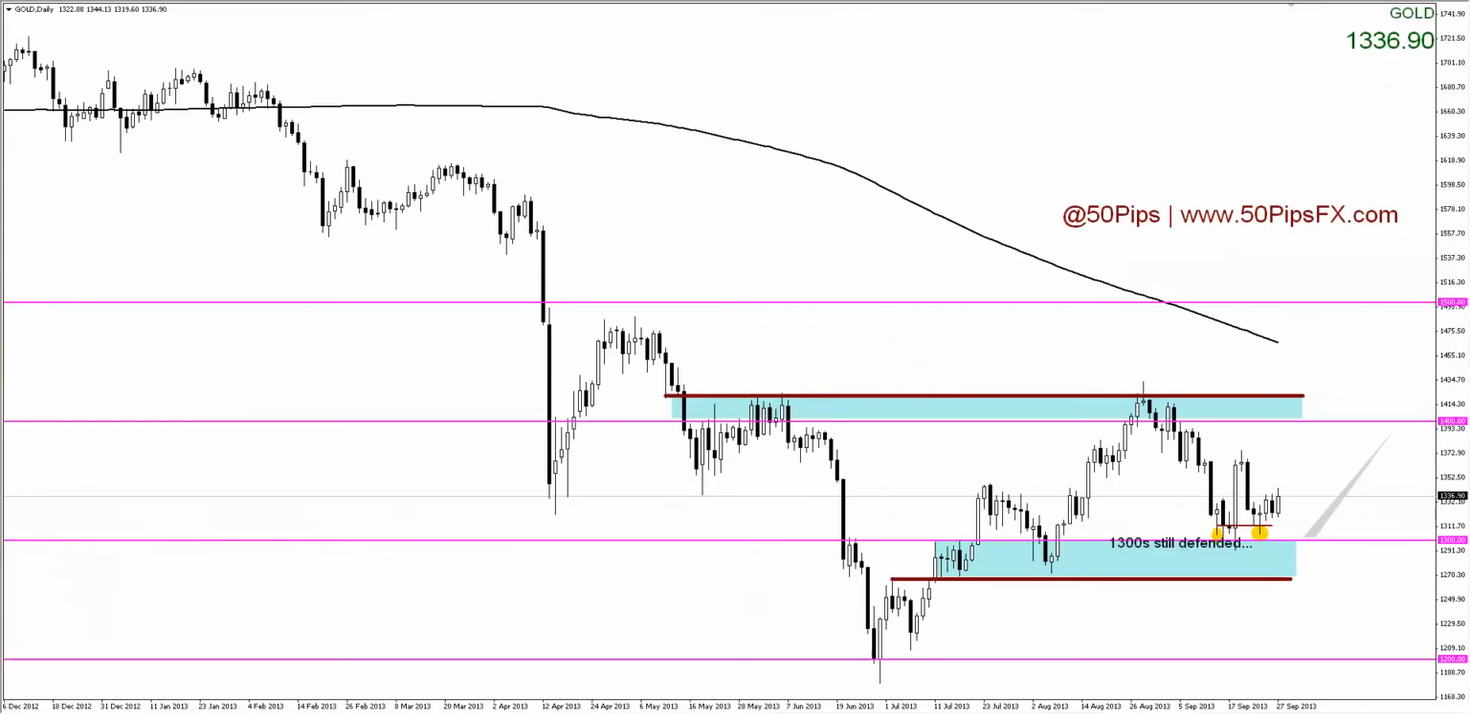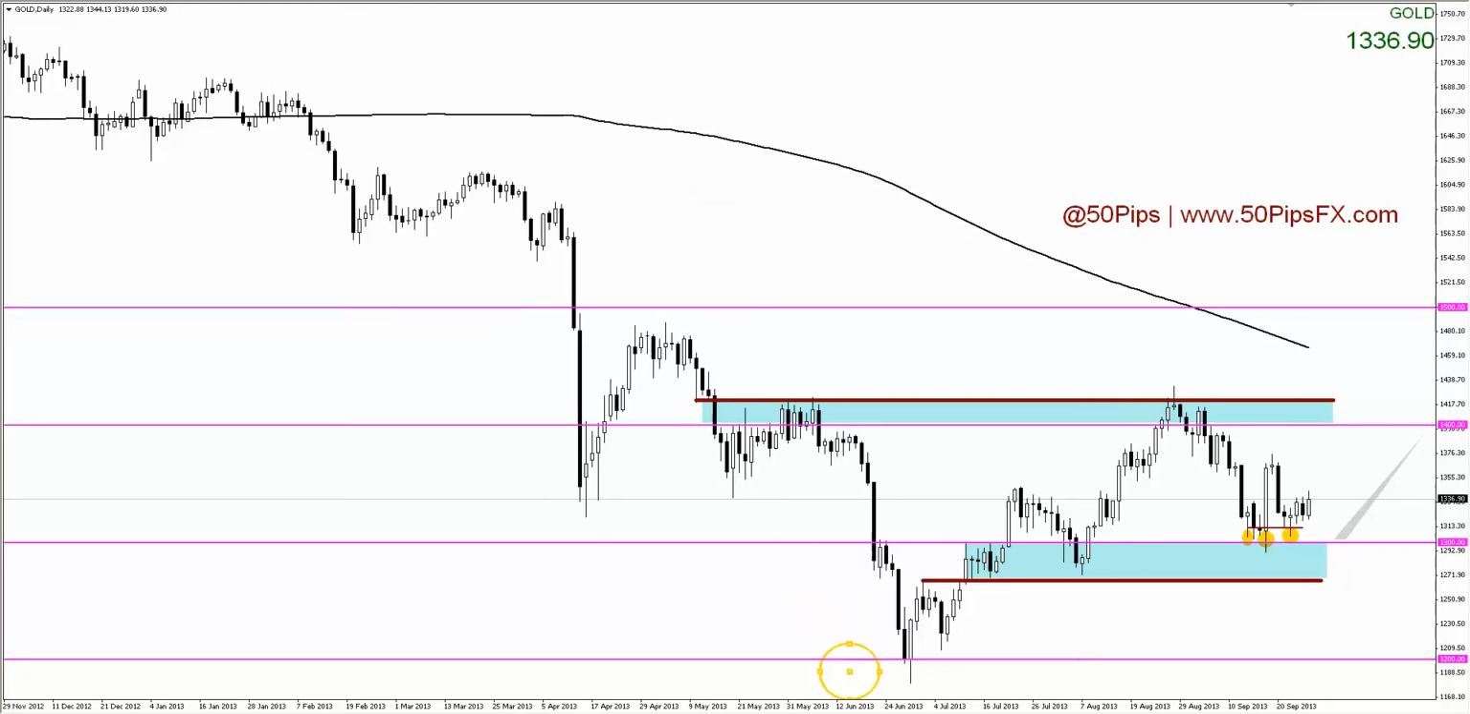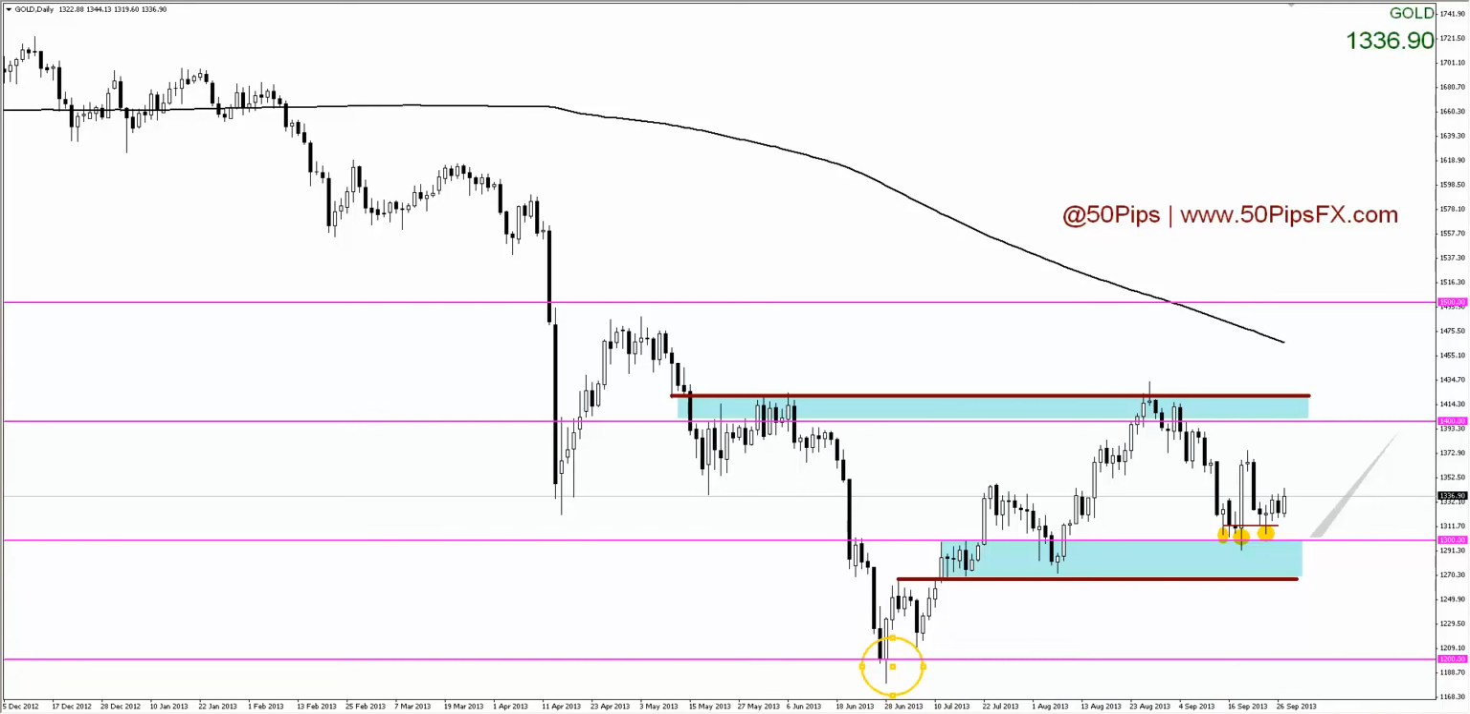Then gold, what's going on with gold? So gold, we talked about these 1300s still defending. A lot of interesting buy zones for intraday trades here also. And basically what's happened is we talked about this move back down into the 1200 and this failure to break below the 1200. This is what we were saying.